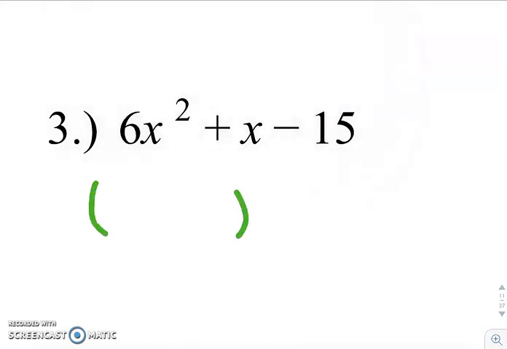So what times what gets us 6x squared? I'm going to do 3x and 2x. So when it's not prime, so 6 is not prime because you can do 6 and 1 or 2 and 3, it's usually not the number itself and 1. 80% to 90% of the time it's going to be the factors other than the number itself and 1. So if you're using a guess and check here, I would start with 3 and 2, not 6 and 1. So 3x and 2x. So what multiplies to get us 15? 15 and 1, 3 and 5.